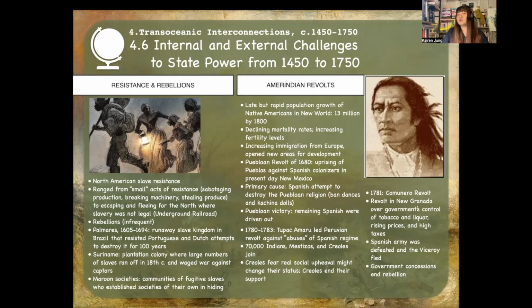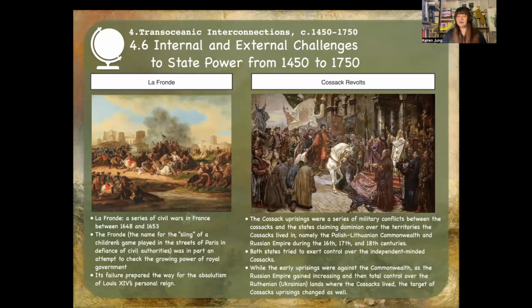This was a revolt in New Granada over the government's control of tobacco and liquor, rising prices, and high taxes. The Spanish army was defeated and the viceroy fled. The government concessions eventually ended the rebellion. Now let's look at La Fronde and the Cossack revolts.